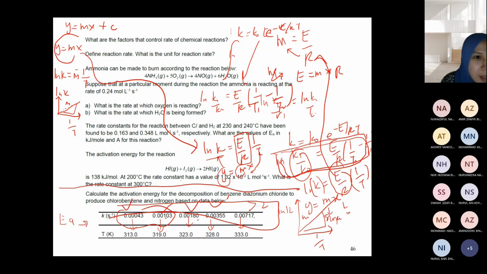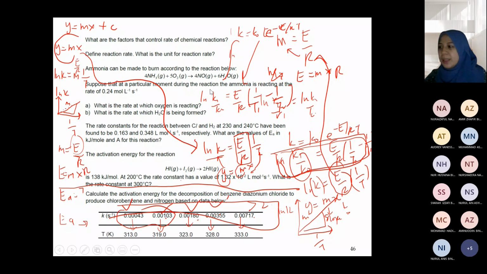Bila you tengok, m ni sebenarnya refer to E over R. So m equals E over R. Sekarang ni kita nak dapat E sahaja, so E equals slope darab dengan R. So you dapat EA dia berapa. Okay, so far faham? Faham, doktor. Selalunya kalau dia ada dalam jadual banyak-banyak macam ni, you memang kena buat graph, sebab you tak boleh directly guna ni. Ini adalah untuk 2 value sahaja, 2 K berbeza dengan 2 T berbeza.